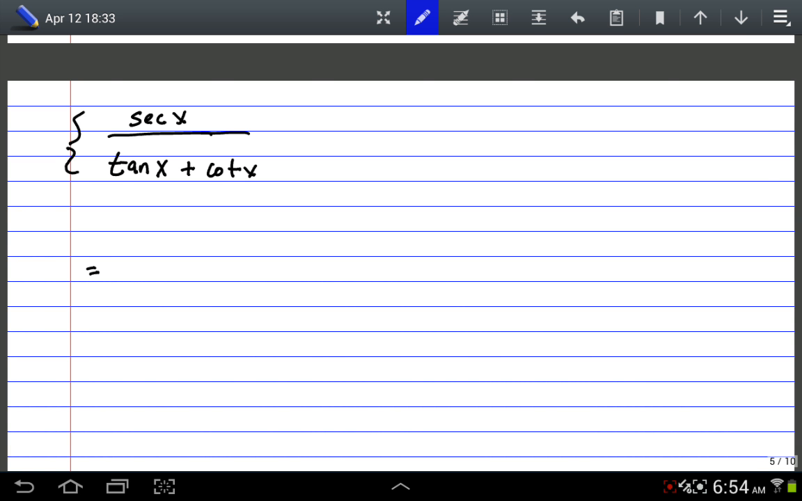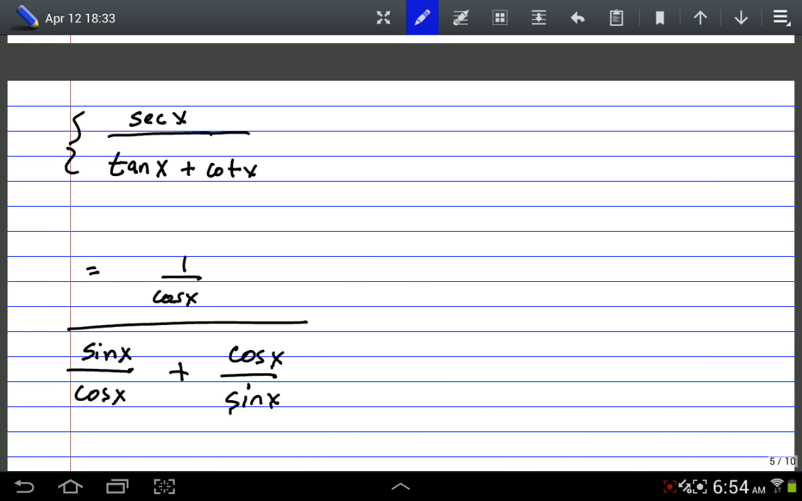So let's see. Secant. Tell me what to write. All right, 1 over cosine. And then on the bottom, tangent. Sine over cosine. And then cotangent. Cosine over sine. Remember, changing everything to sine and cosine. Now, kind of looks like when you do that, you make matters worse, don't you? But look what we made it into. What do we call that? Complex fraction, or complex fractional expression.